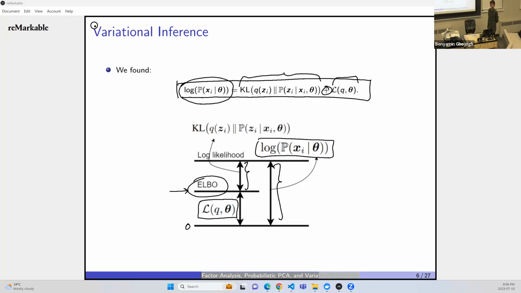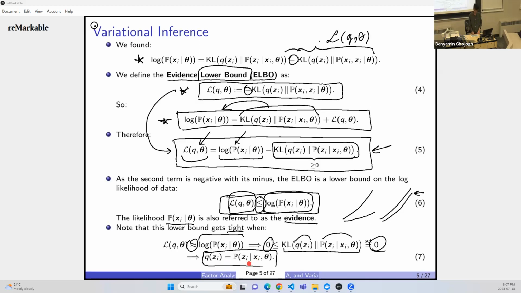Now, what do we want to do? We want to increase this, or in other words, we want to decrease this. So we want to increase this part or decrease this part, so ELBO gets closer to the log likelihood. It gets tighter, right? As I said here, when does it get tight? When Q of Zi equals P of Zi given Xi and theta.